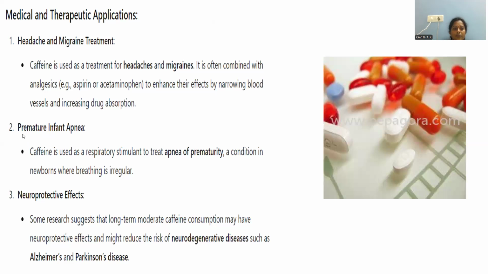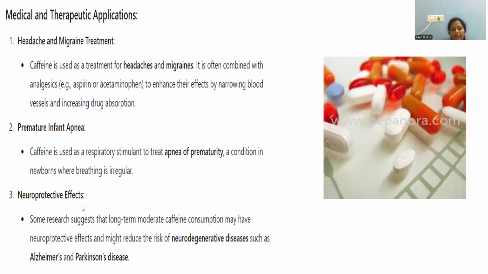And the next is premature infant apnea. Caffeine is used as a respiratory stimulant. The breathing system works very smoothly. For people who consume caffeine on a daily basis, the requisite amount of caffeine is mandatory for the human body to make the respiratory system work properly, so that the newborn's pain tendency also gets mitigated.